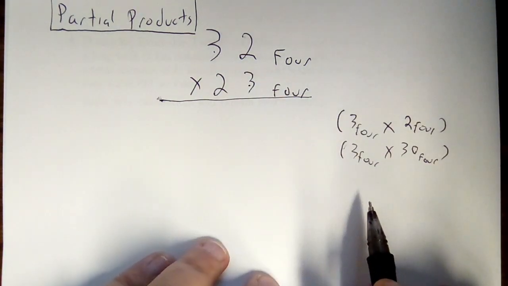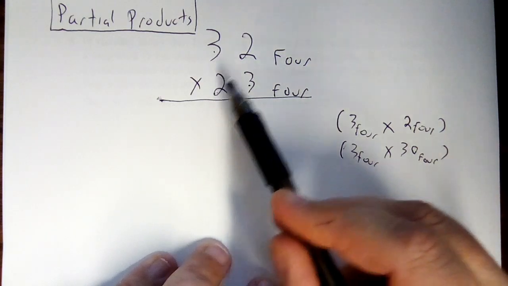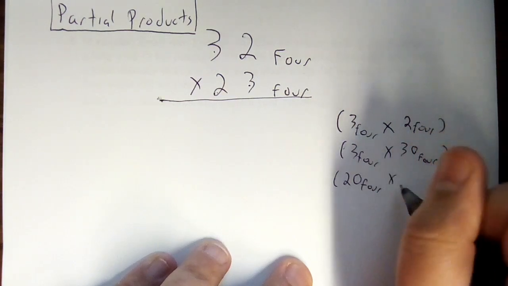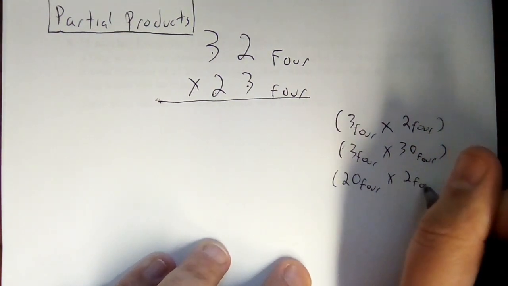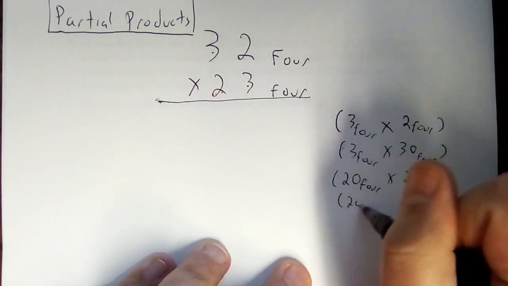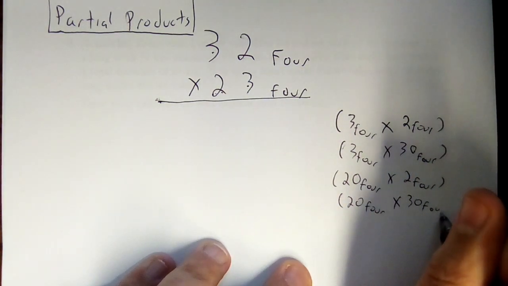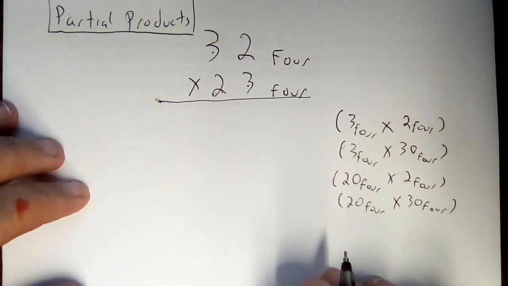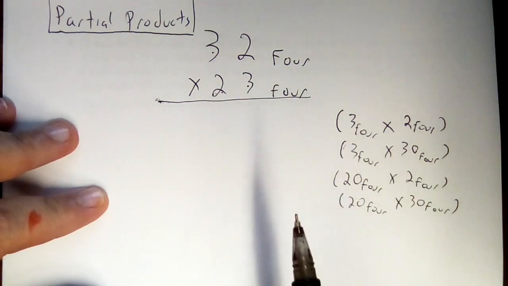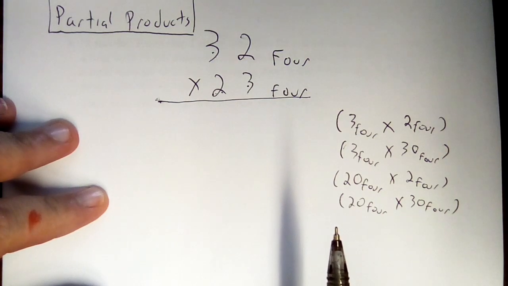And the same thing with the other two partial products. I'll have 2, but in the 4's place, so really 20 times 2. And 20 times 30. Now all I need to do is compute all of my partial products. Remember that, of course, when we're multiplying, we are multiplying in base 4, which means we'll need to write our numbers as base 4 numbers.